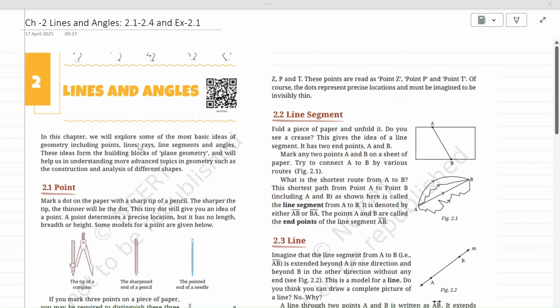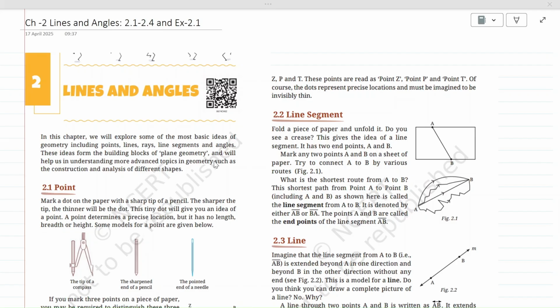In this chapter, we will explore some of the most basic ideas of geometry, including points, lines, rays, line segments, and angles. As a part of this chapter, we are going to learn the points, lines, rays, line segments, and angles. And all this is covered under plane geometry. All the shapes and patterns which we are going to learn come under geometry. We have already learned that all the shapes and their patterns are covered under geometry.